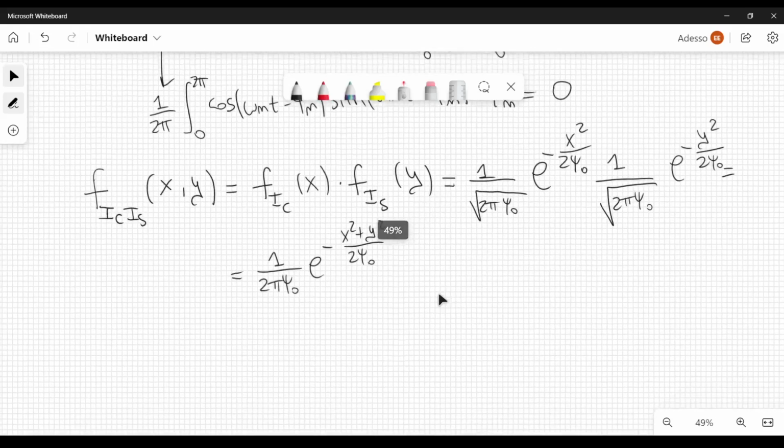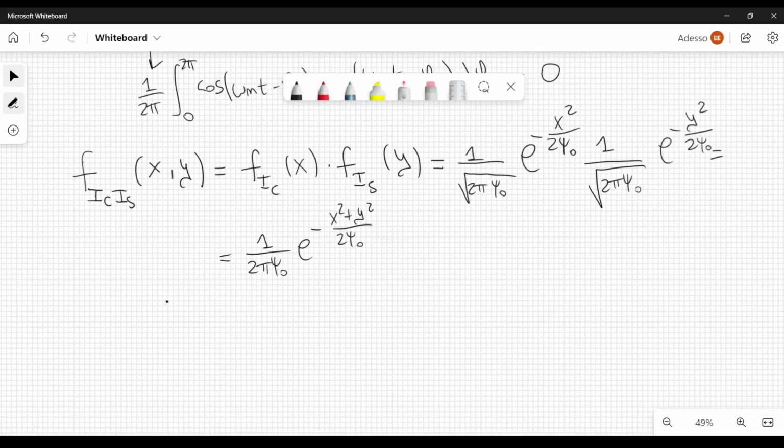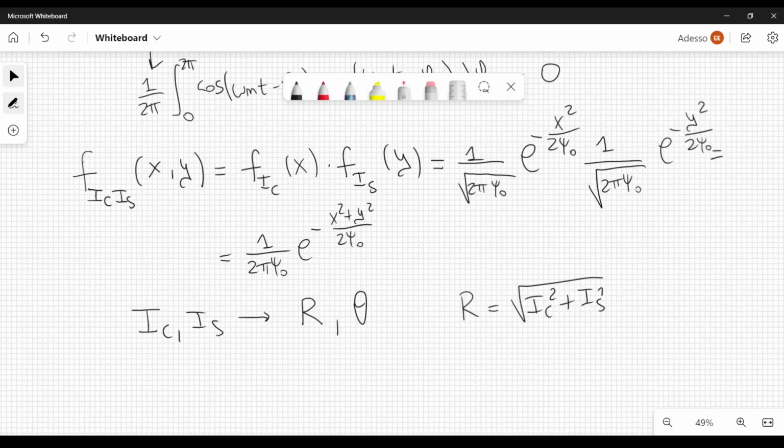And now what we are going to do is go to polar coordinates. So from the variables IC, IS, we are going to polar coordinates, which means that we are going to go to the variables r and theta. But what is r? If we go to polar coordinates, r is equal to the square root of IC squared plus IS squared. If we consider these as random variables, we should put a tilde if we want to be consistent with our notation.